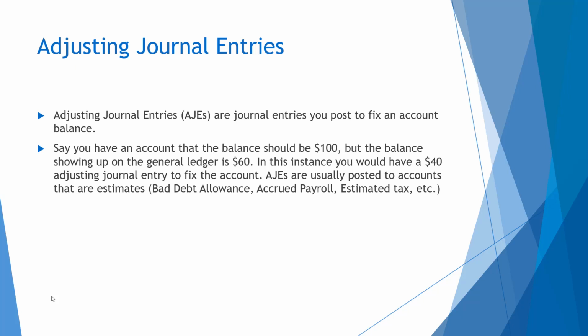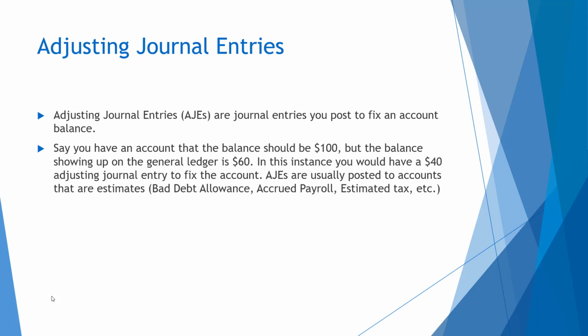The best way to think about it is, let's say we had a balance that should be $100, but the balance showing up on the general ledger is $60. In this instance, we know we have to do an adjustment, and it's going to be a $40 adjustment to fix the account.